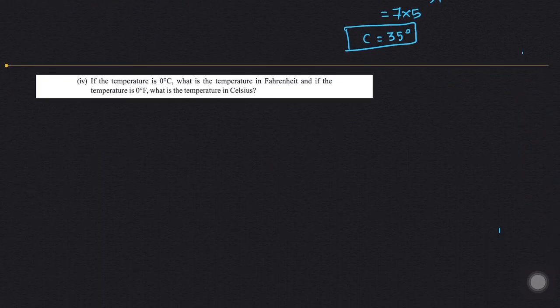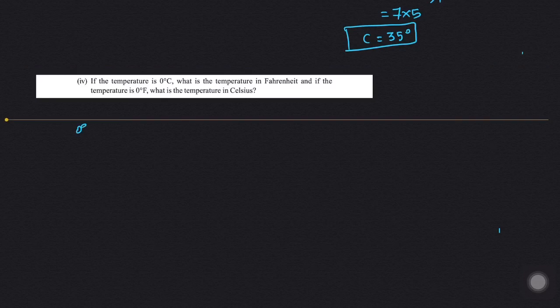Question number 4. If the temperature is 0 degrees Celsius, what is the temperature in Fahrenheit? And if the temperature is 0 degrees Fahrenheit, what is the temperature in Celsius? The first condition: zero degrees Celsius. That means the C value is equal to 0 degrees Celsius.